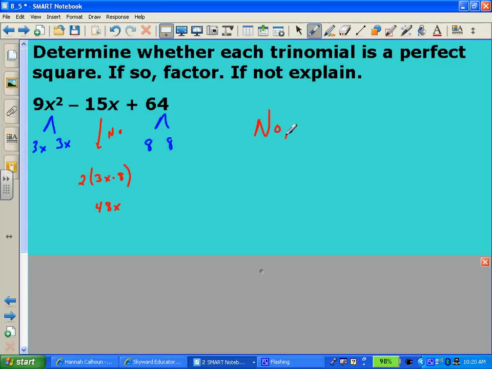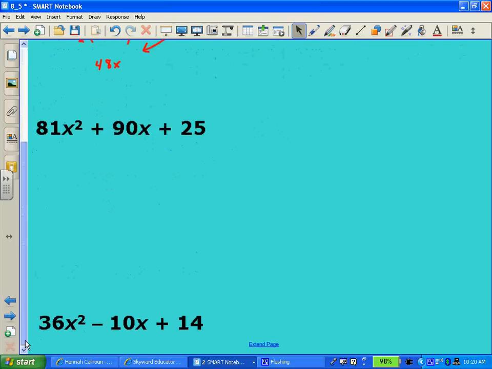It says explain. The explanation really is right here. Okay, so that would be how I would show my work on this particular one if it is not a perfect square trinomial. So let's look at another one here.